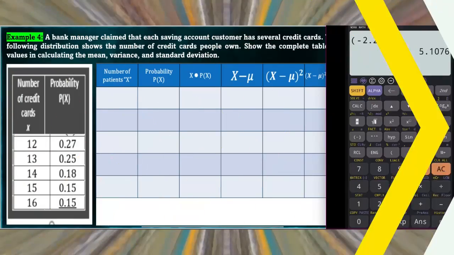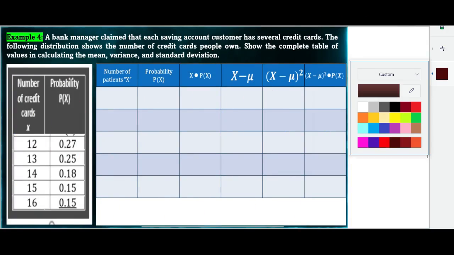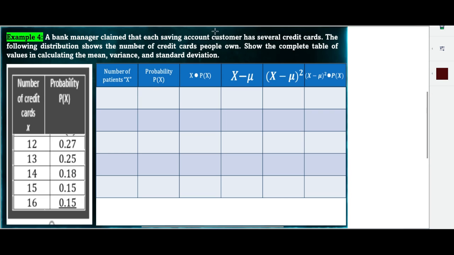Okay, so for today's lesson, we're going to compute for the expected value or the mean, variance, and the standard deviation. So first, this is our problem. A bank manager claimed that each saving account customer has several credit cards. The following distribution shows the number of credit cards people own. Show the complete table of values in calculating the mean, variance, and standard deviation.